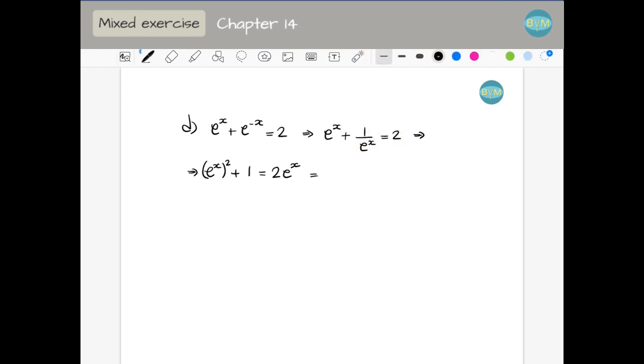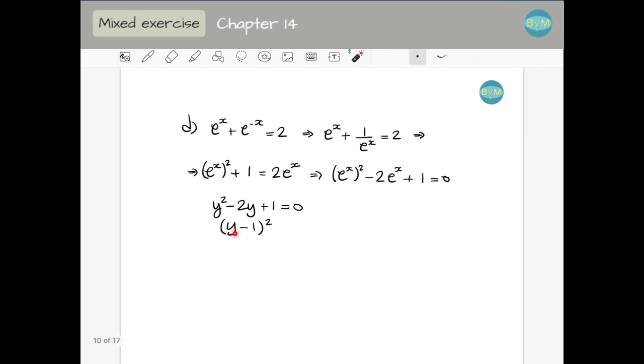And then you're going to see very quickly, hopefully, that this is a quadratic. So I have e to the power of x squared minus 2e to the power of x plus 1 equals 0. So this is like having something like y squared minus 2y plus 1, yeah? When you factorize this, you have y is a perfect square, so y minus 1 squared. But I don't have y, I have e to the power of x. So when I factorize this quadratic, I have e to the power of x minus 1 squared equals 0, yeah?